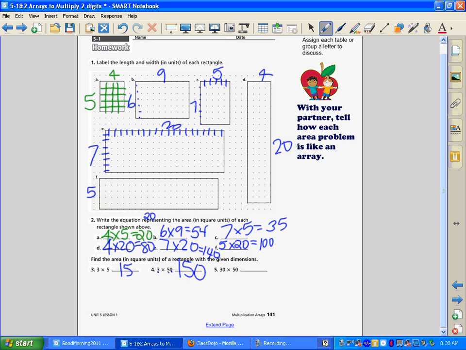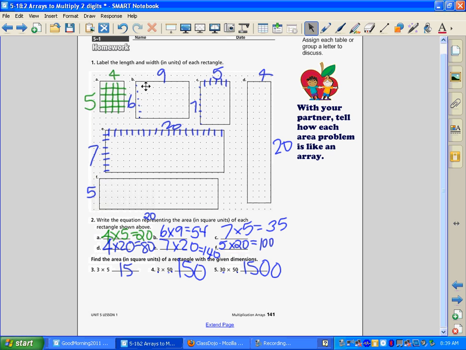Okay, look at 30 times 50. What's 3 times 5? 15. How many zeros do I have? 1, 2. So I write 2 zeros on the end. That's it. Isn't that cool? There are so many secrets to math.